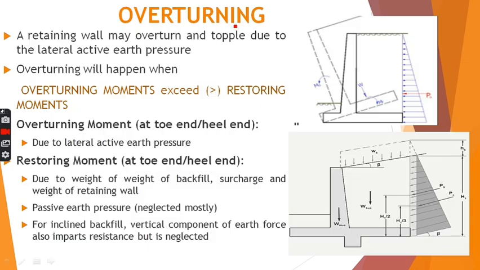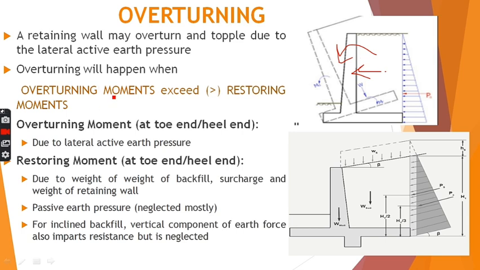First is overturning. Overturning is a very common type of failure due to this earth force. This point is free and this is fixed, hence it can easily topple if the retaining wall is not designed properly.